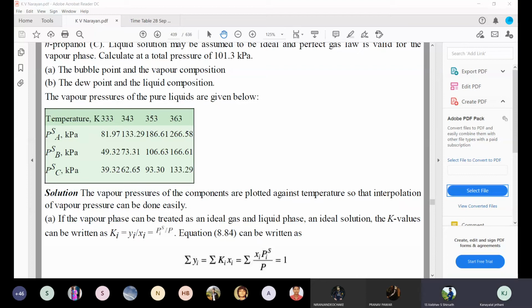What happens if we try 344? So interpolate at 344. What you need to do is interpolate at 344, find out the value of vapor pressure at 344 Kelvin and find out what is the summation of yi.